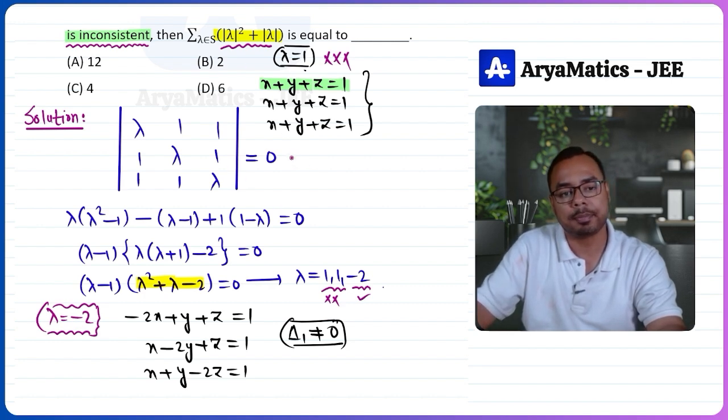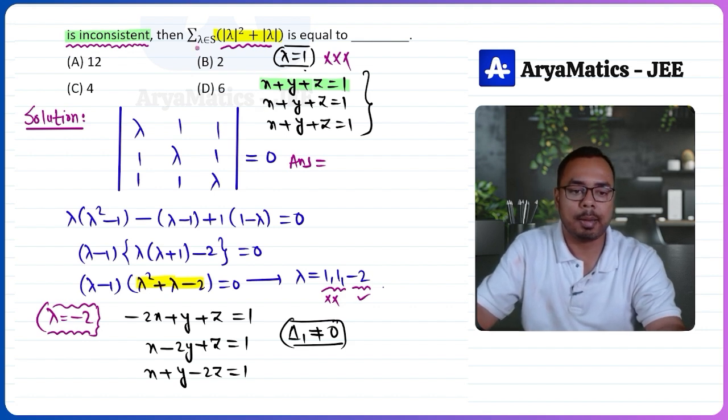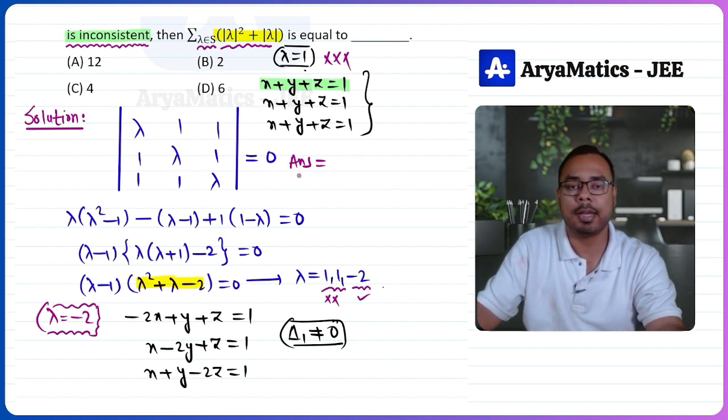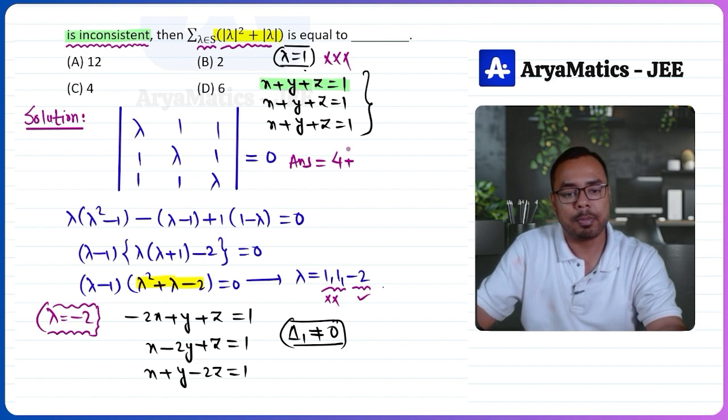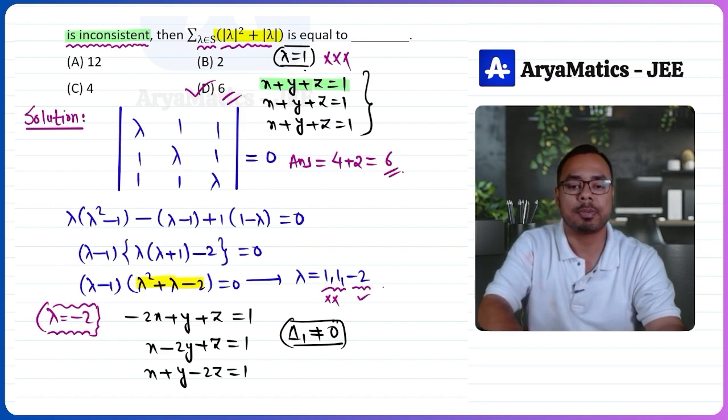Now we need this sum, summation of lambda square plus modulus of lambda, where lambda belongs to S. There is only one element in set S. That element is -2. So -2 square, that will be 4, plus modulus of -2, that is 2. So 4 plus 2, that is 6. So that should be the correct answer for this problem.